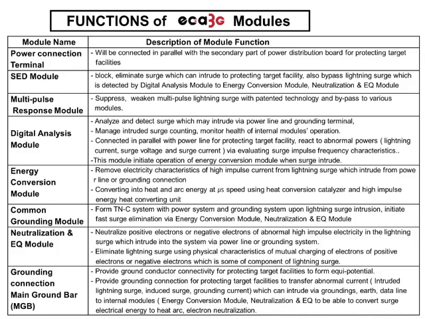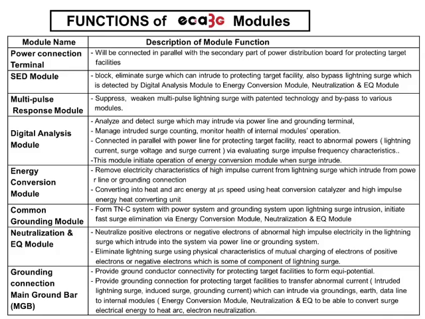the system via power line or grounding systems. It eliminates lighting surge using physical characteristics of mutual charging of electrons of positive electrons or negative electrons, which is some component lighting charges.